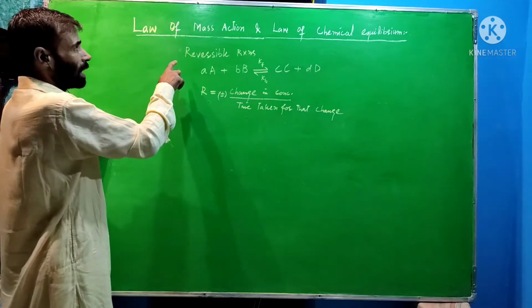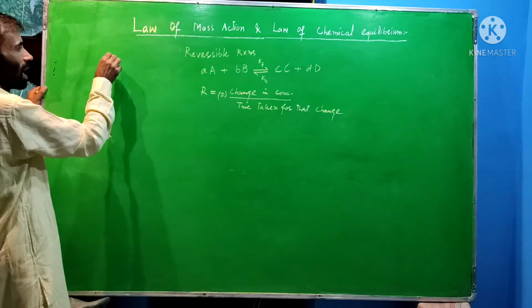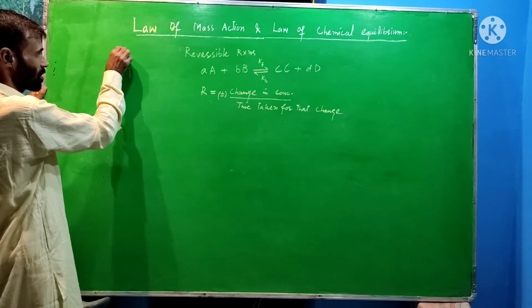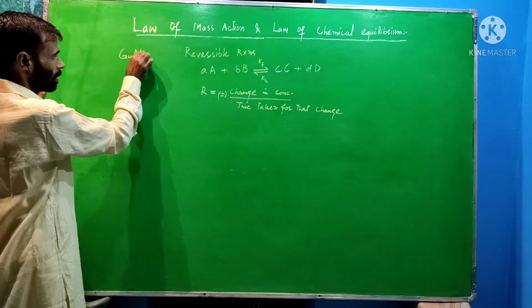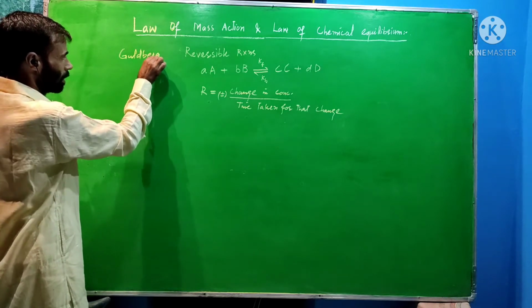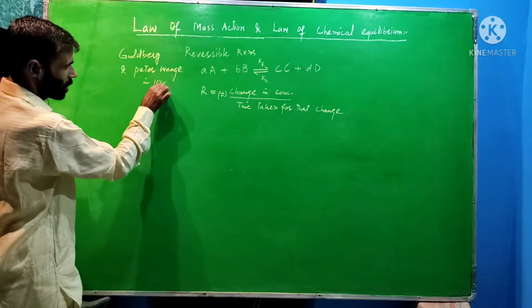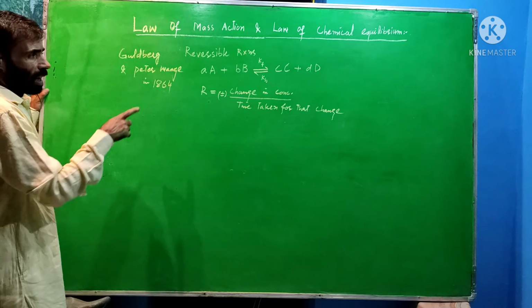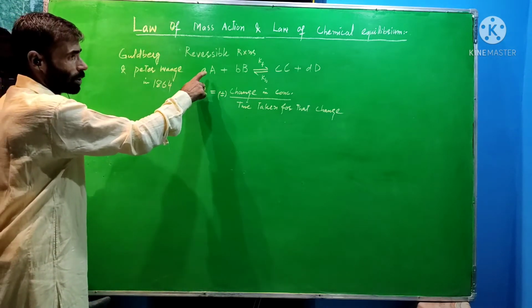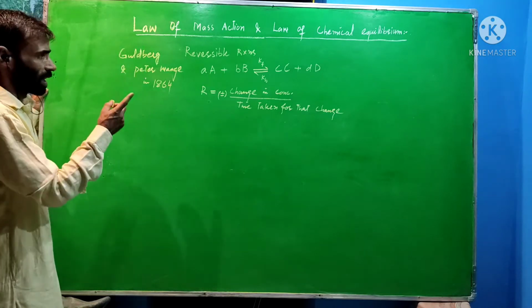Whether I take any reactant or product, I will keep the rate of the reaction in terms of that reactant or product. This law of mass action was formulated by these two scientists, first of all Guldberg and Peter Waage, in 1864. They formulated a law which can be applied to such reversible reactions or even to irreversible reactions.